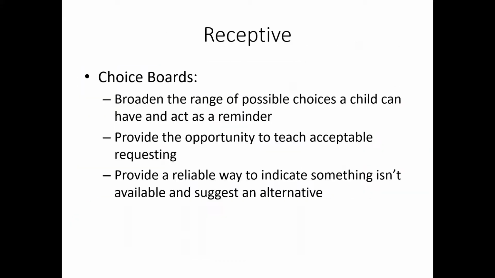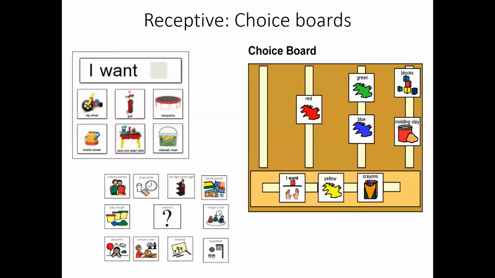Or we could have a choice board. So choice boards broaden the range of possible choices a child can have, and they act as a reminder of those options and choices that are available. We can provide the opportunity to teach acceptable requesting, and provide a reliable way to indicate something isn't available and suggest an alternative. So here is an example of a choice board.